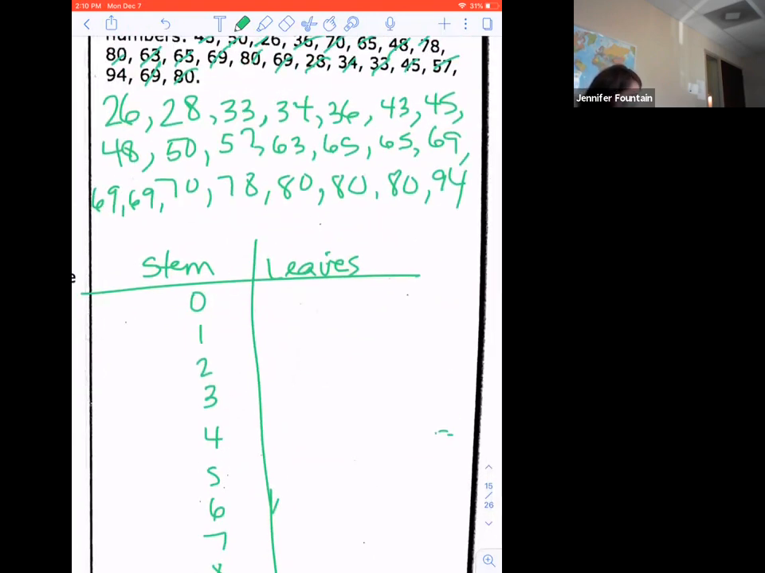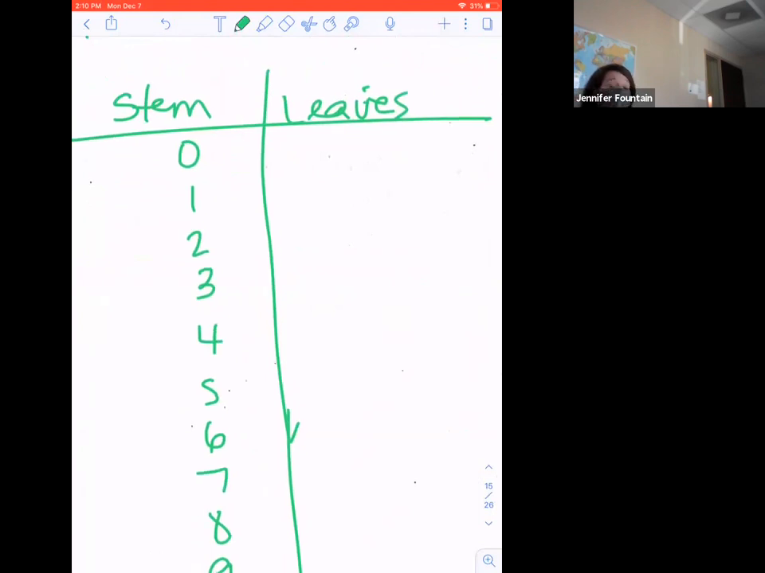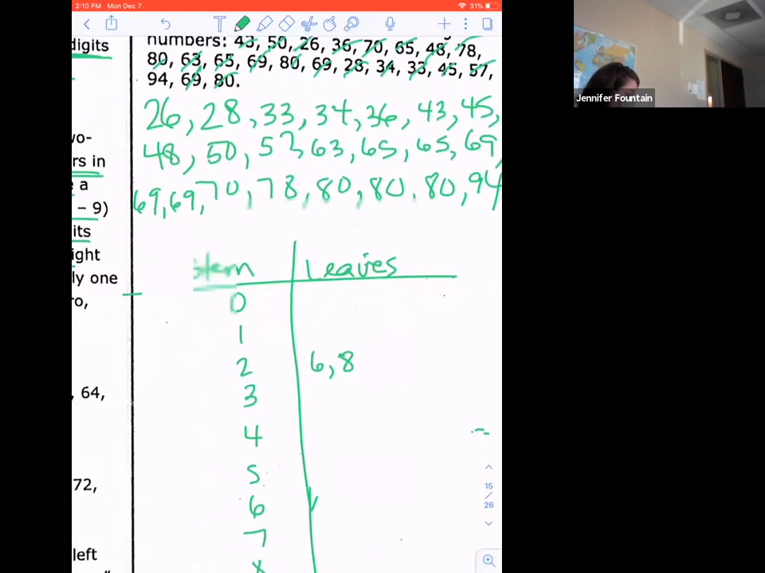And now I look back at my numbers. Do I have any leaves for 0? Any leaves for the stem of 0? Nope. Any leaves for the stem of 1? Nope. Any leaves for the stem of 2? Do I have any numbers that start with a 2? 20, 26 and 28. So what do I write as my leaves? A 6 and an 8. Okay, so because I had 26 and 28, I put 6 and 8 as my leaves.